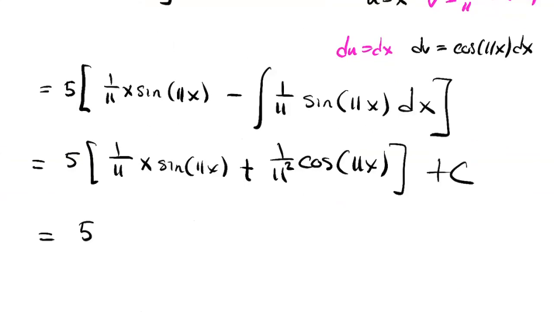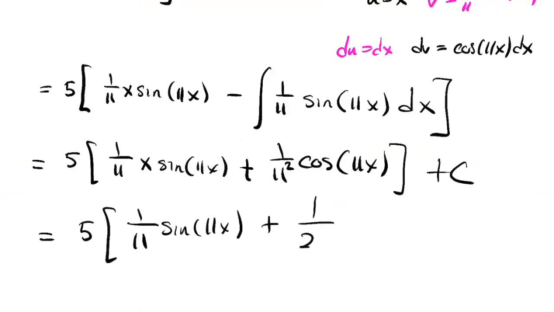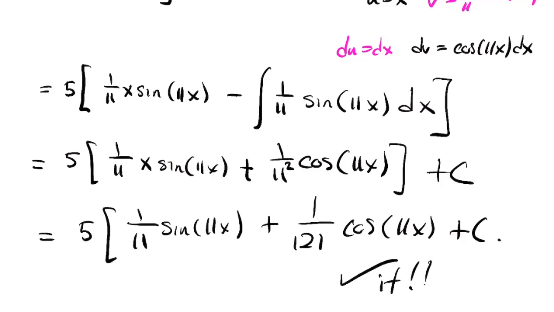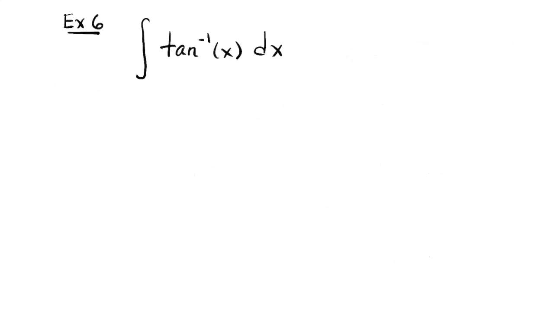Okay, so what do we have? 5. Be patient, write it one more time. 1 over 121, 11 squared, cosine 11x plus a constant. Please check it with differentiation. It'll help you understand the method. All right, pause, soak it up. Here we go. Sixth one.